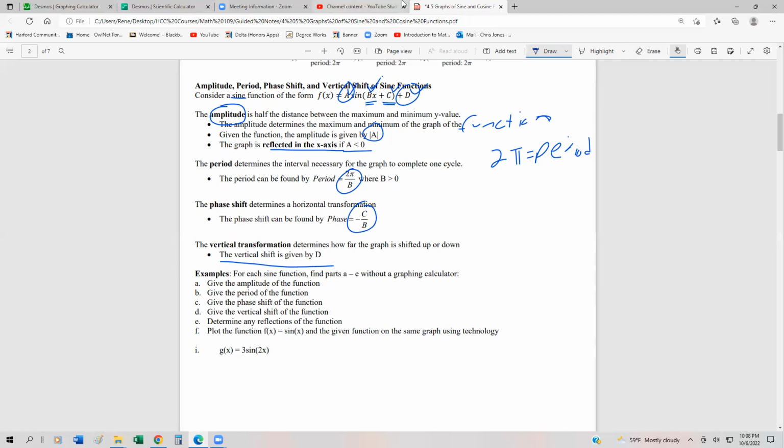So one of the things that we're going to do is take a look at a number of sine functions, and we are just going to employ those formulas to be able to find the amplitude, the period, the phase shift, the vertical shift, and any reflections. Then we're just going to use technology to graph both functions on the same graph, just to see what they both look like.